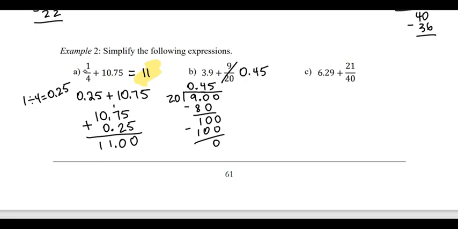0.45. So you have 3.9 plus 0.45. Let's go ahead and do that. 3.9 plus 0.45. So let's line it up. Remember, when you're adding, you have to line up by the decimal point. So that needs to line up. So you have the 5, you have the 13, you have the 4. So the answer to part B is 4.35.